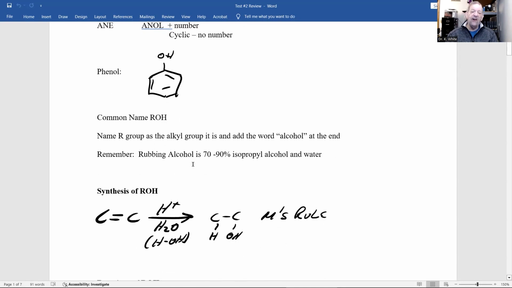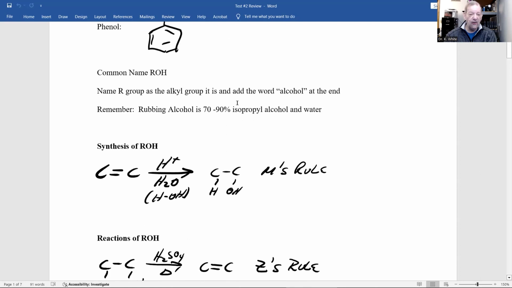All right, you should know common names for alcohols. And how do you name it? For simple alcohols, you name the R group as the alkyl group it is and add the word alcohol at the end. Now, you should remember rubbing alcohol, which is 70 to 90% the common name, isopropyl alcohol, also known as 2-propanol, and water. I don't know why they call it rubbing alcohol, but you can get anywhere from 70 to 90%. I keep both in my house, 70 and 90%.